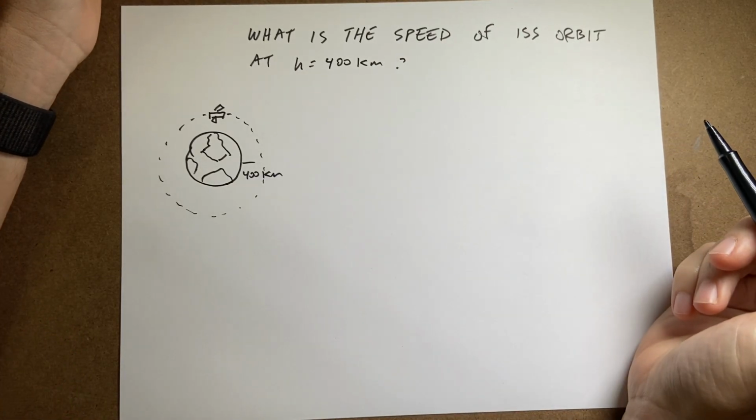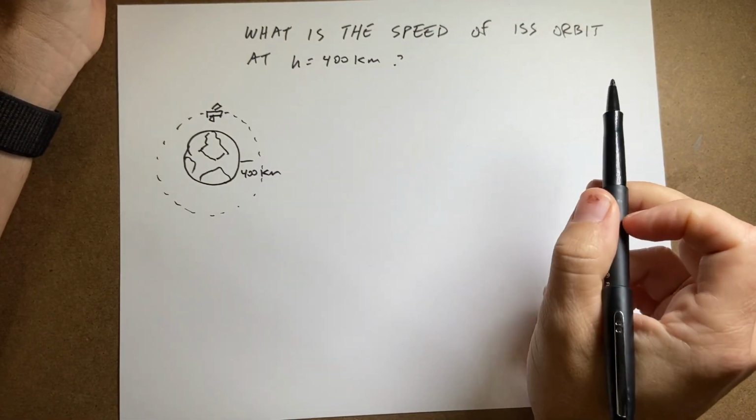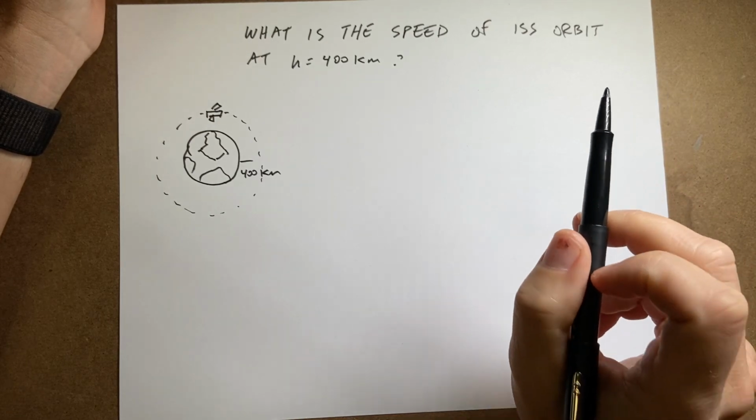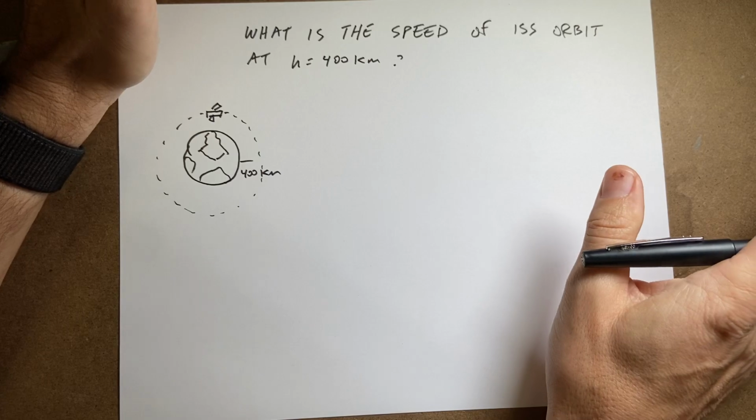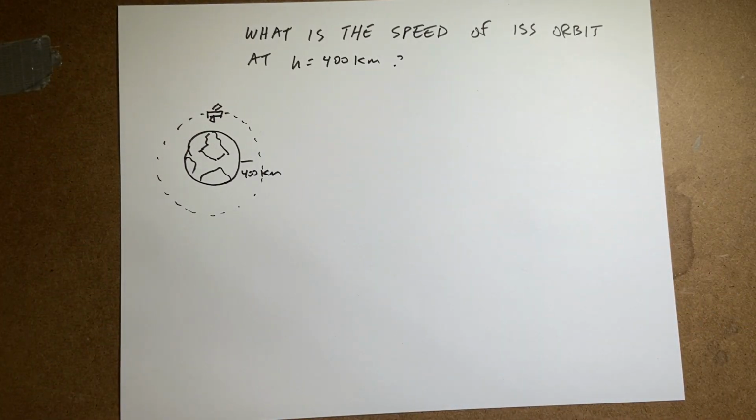Okay, in this video, I'm going to show you how to get the answer to the speed of the space station at an altitude of 400 kilometers. So the space station's orbiting. And I'm going to go through everything. I'm not going to pull any punches. I'm not going to start from any special point. I'm going to start from mostly scratch.